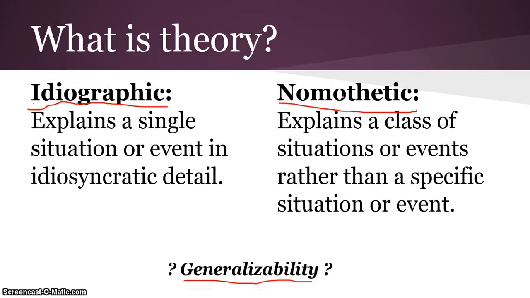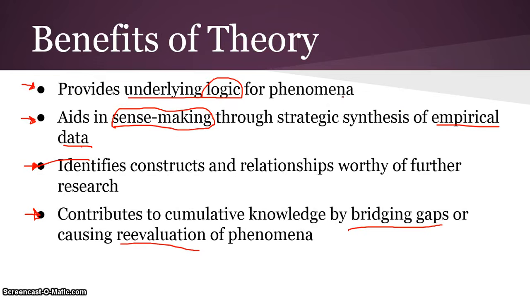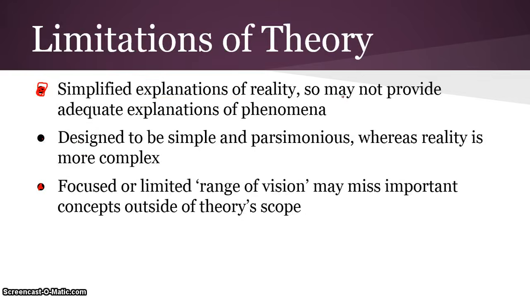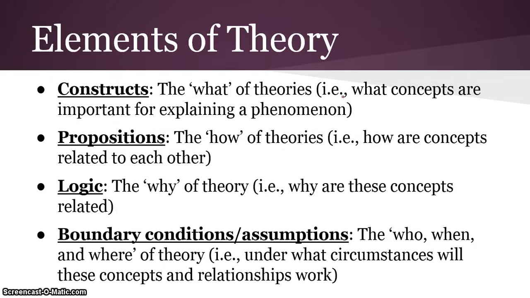All right, so we have talked about what theory is. We have talked about some of the different kinds of theory. We talked about the benefits and the limitations of theory. Let's talk about the elements of theory, and then we will end this screencast and go on to the next one. Four elements of theory that we should be aware of. One is constructs, which is the what of theories. What concepts are important for explaining a phenomenon? If we have a particular phenomenon in mind, it's the what are the things that are obvious to us about this. You have a cold, it's cold and flu season, there are particular characteristics of this, whatever.